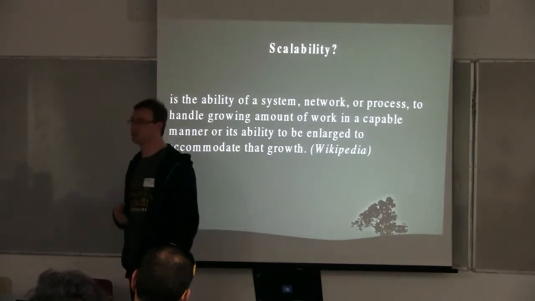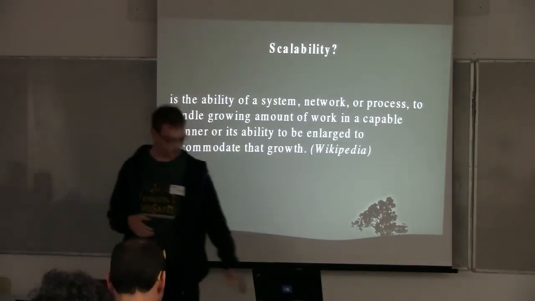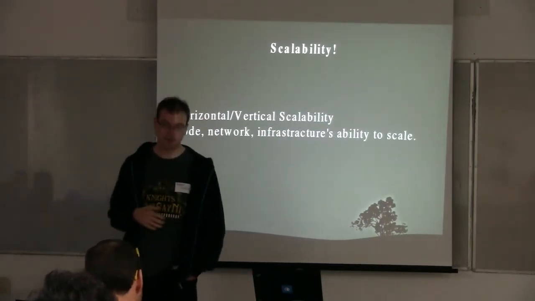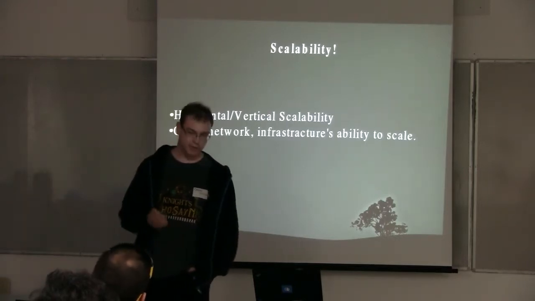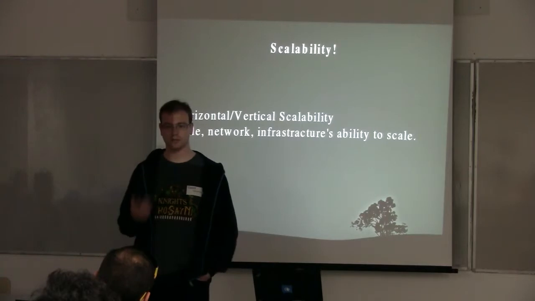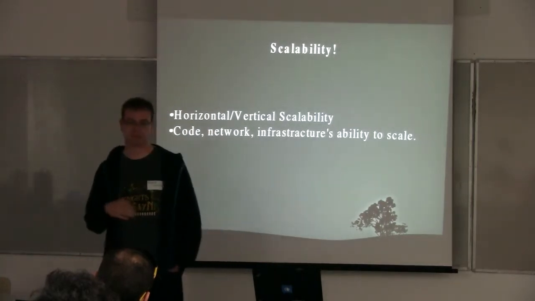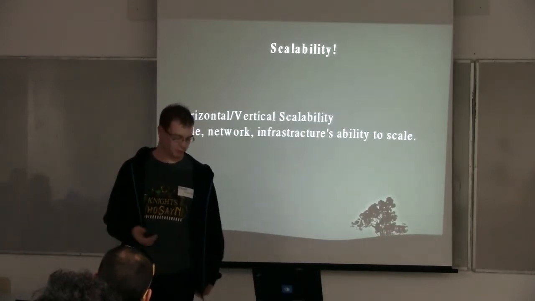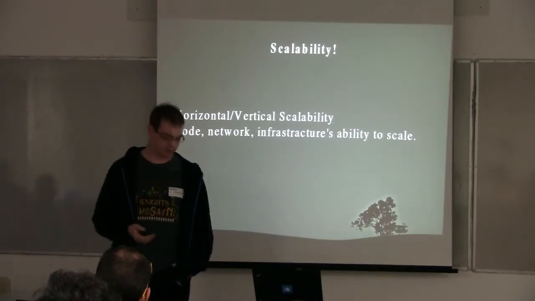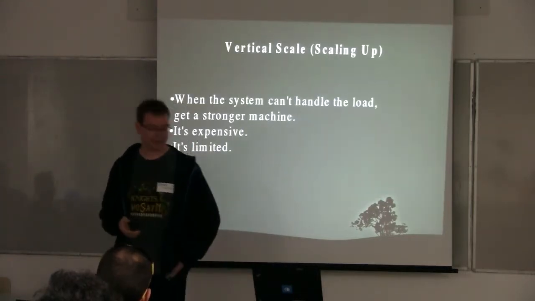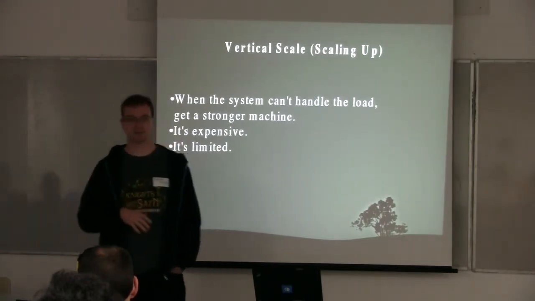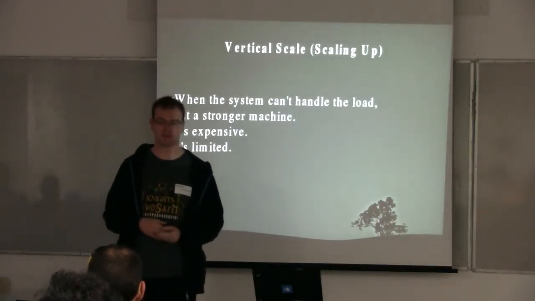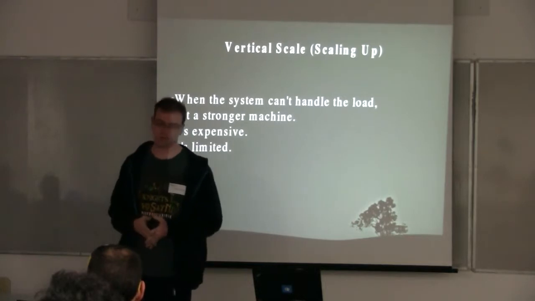When we talk about web scalability, mostly in PHP, we talk about two types of scalability. One is horizontal scaling, and the second is vertical scaling. When we try to make a system scale, we begin with code, optimizing the code, making the code more scalable in a way. And then we go to the network and to the general infrastructure. Vertical scaling means taking the system as it is and growing it vertically, making the same system work faster without any major changes in the infrastructure.